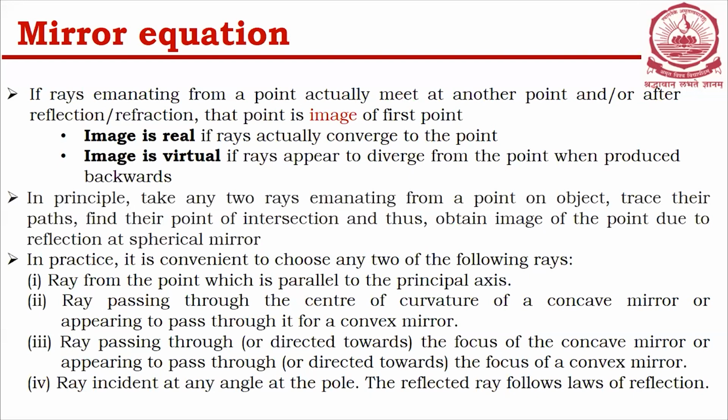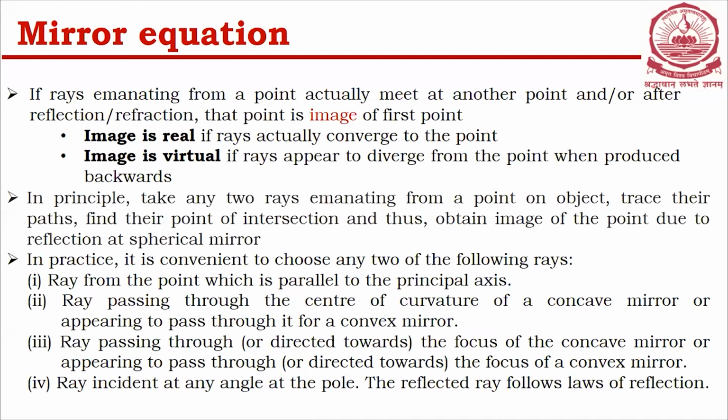So what rays can we choose? In practice, it is convenient to choose any of the following rays. A ray from the point which is parallel to the principal axis, that you know very well. A ray passing through the center of curvature of a concave mirror, or appearing to pass through it for a convex mirror. This is the second ray you can take. And the third one, a ray passing through the focus of the concave mirror, or appearing to pass through the focus of a convex mirror. That also you can take.